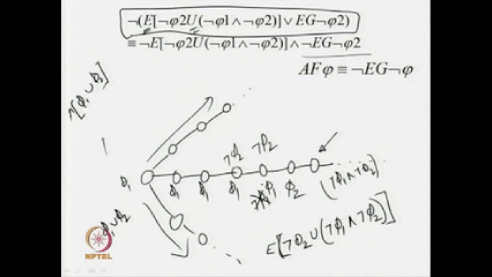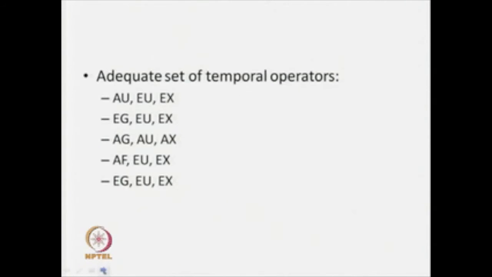So, now with this particular relation, we have an equivalence between A until and E until. Since we have this equivalence between these two operators, what will happen? Now, we can get some other adequate sets of operators. What are these? Other adequate sets of temporal operators, or CTL operators, we are going to get different sets. The first one we have already seen: AU, EU and EX.